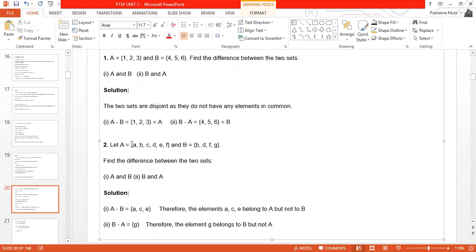Okay. Now A is given as {A, B, C, D, E, F}. B is given as {B, D, F, G}. Okay. Find the difference between the two sets A and B. A minus B is equal to what? {A, C, E}. Okay, ACE. And B minus A is equal to {G}, no? Okay, since there are some common elements between A and B, these are not disjoint sets.